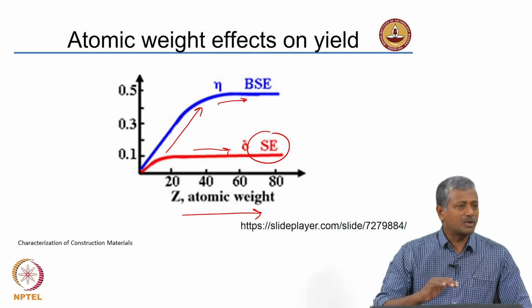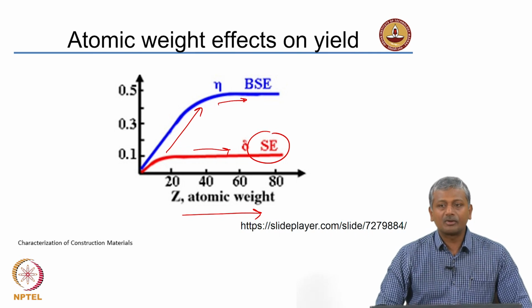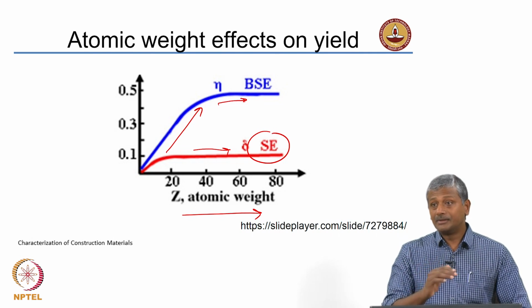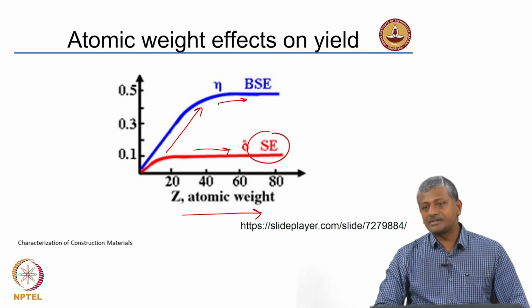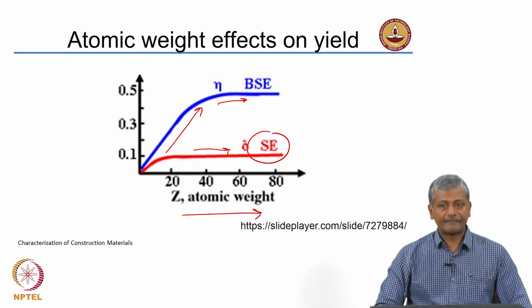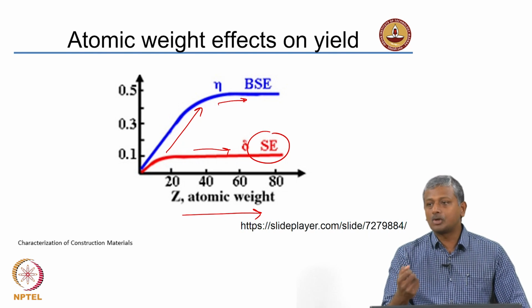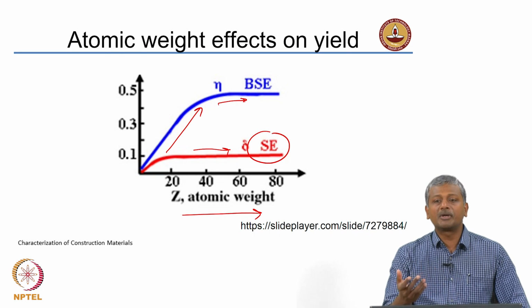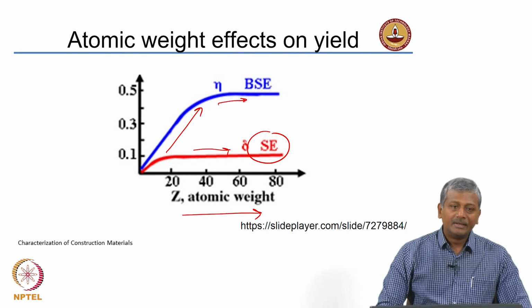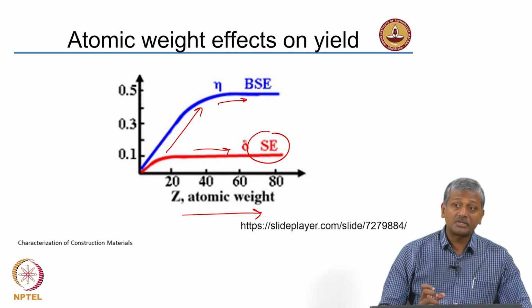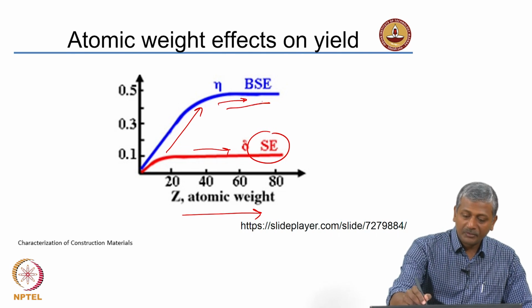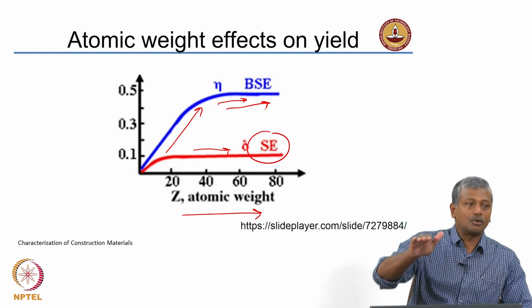Why do you think this happens? Why does the intensity of the backscatter electrons that you can collect sort of level off after a certain atomic weight is reached? Why is that happening? More scatter and more absorption, right? There is a lot more absorption. So, beyond a certain atomic weight, the effects of the absorption will be dominant. Absorption effect will be dominant, because of which the backscatter intensity starts tapering off.